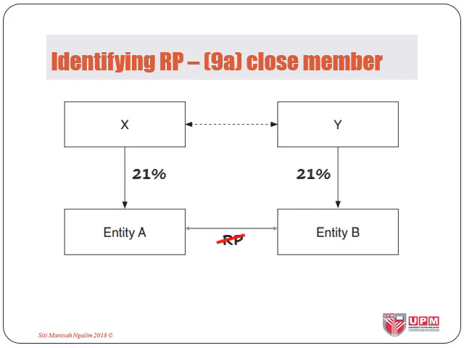If X has significant influence over entity A and Y has significant influence over entity B, entities A and B are not related to each other. However, X remains as related party to entity A and Y remains as related party to entity B.